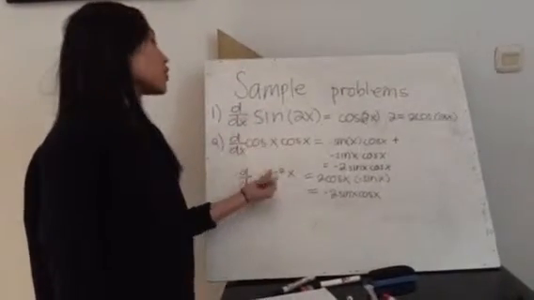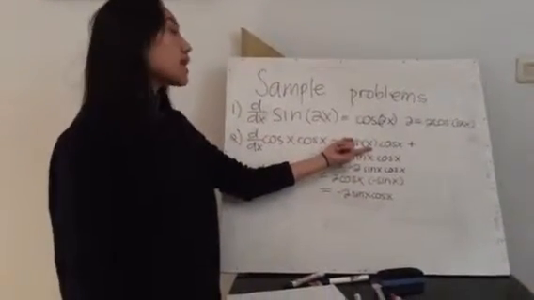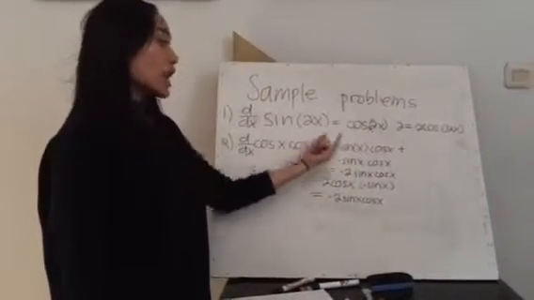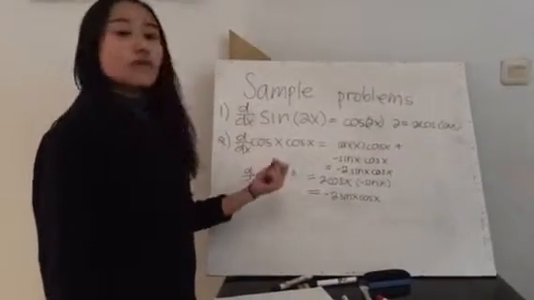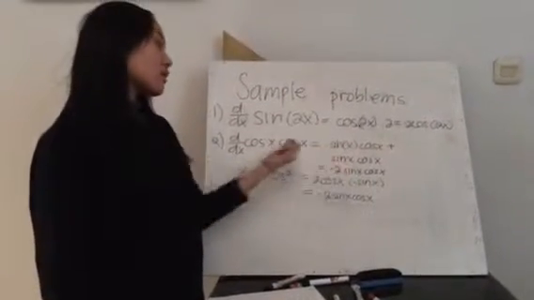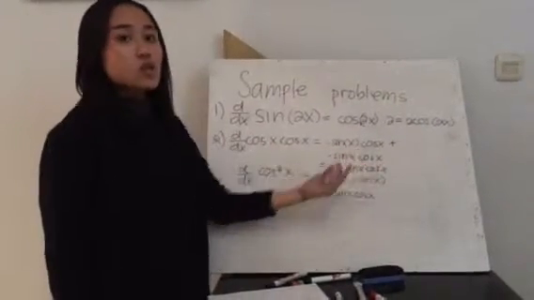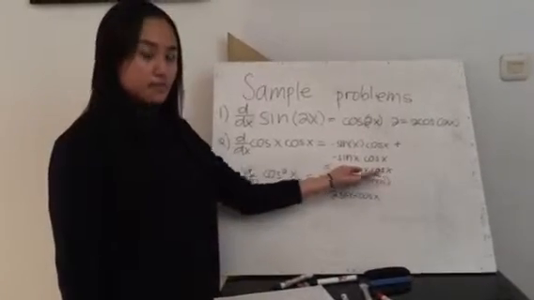So you would need to take the derivative of the first function, which is negative sine x, and then multiply that with the second function, cosine x, and then add that with the derivative of the second function, which is negative sine x, and then multiply that with the first function, which is cosine x. So the final answer that you would be getting is negative 2 sine x cosine x.